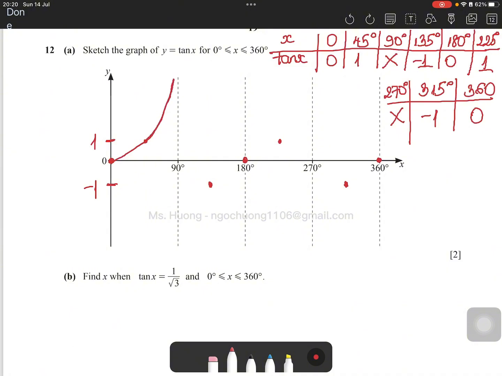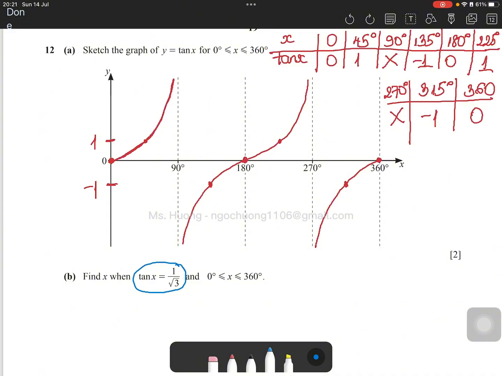Undefined. Next. And finally, like this. Question B. Find x when tan of x is equal to 1 over root 3.